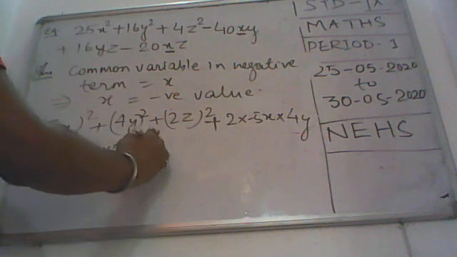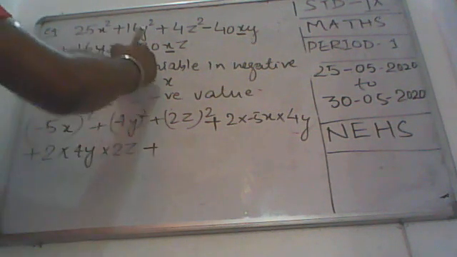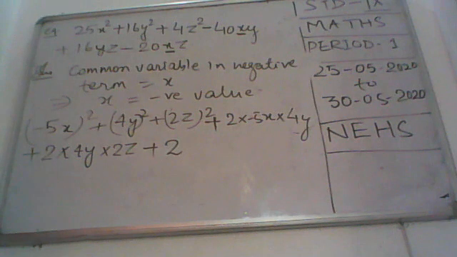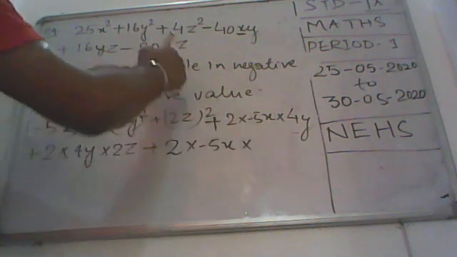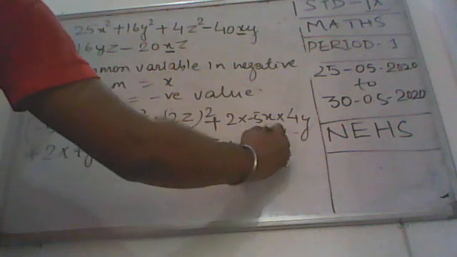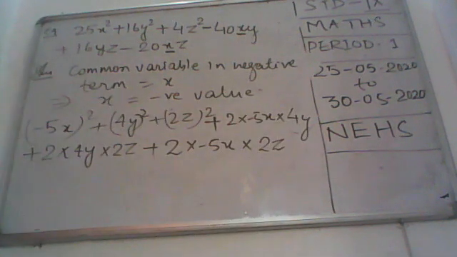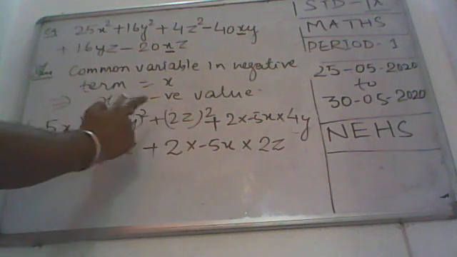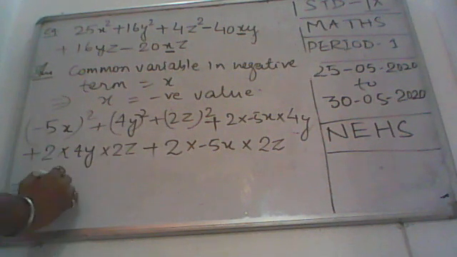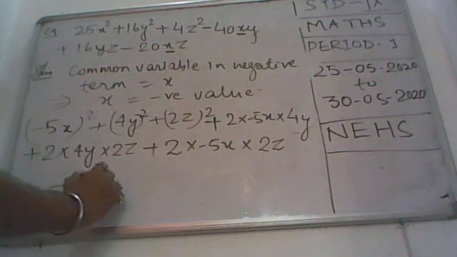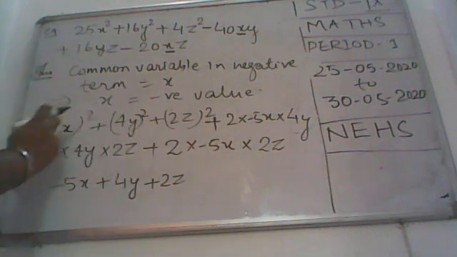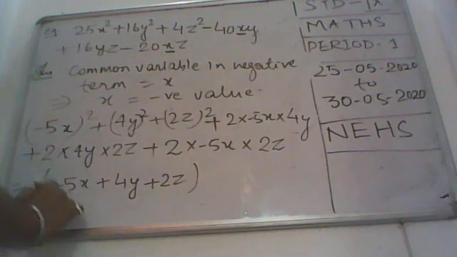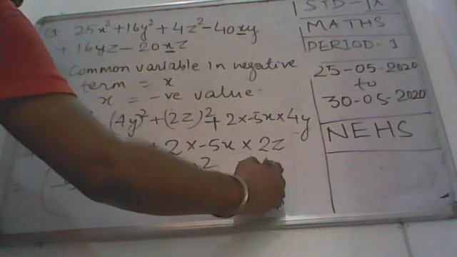Then there is plus again 20, first of all 2, then x is there, meaning minus 5x is there, and then there is z also. What is that z term? It is 2z. Now see, all are based on the formula of (a plus b plus c) whole square. So what is my a? Minus 5x. What is my b? 4y. What is my c? 2z. These are my a, b and c. So its square will give the answer.